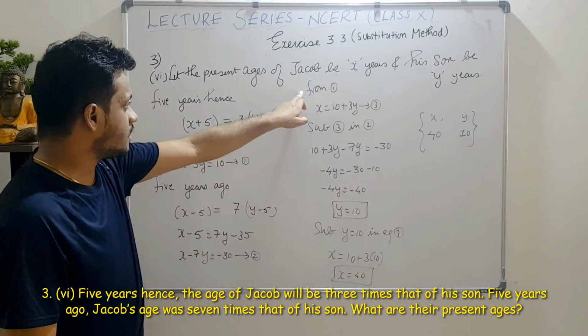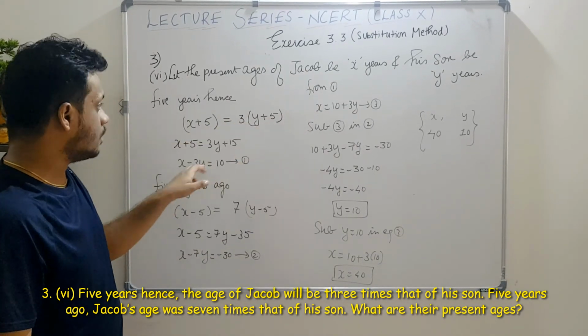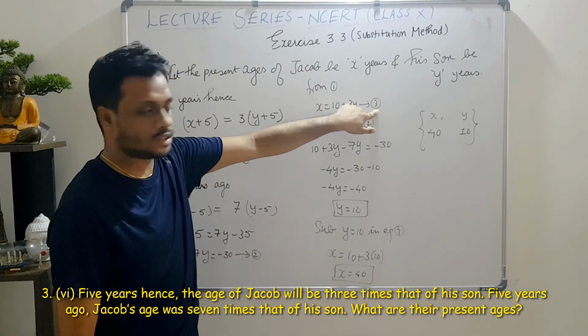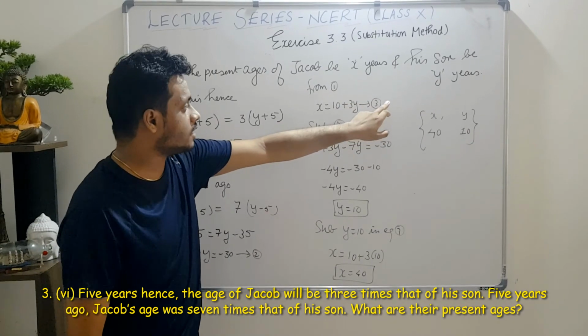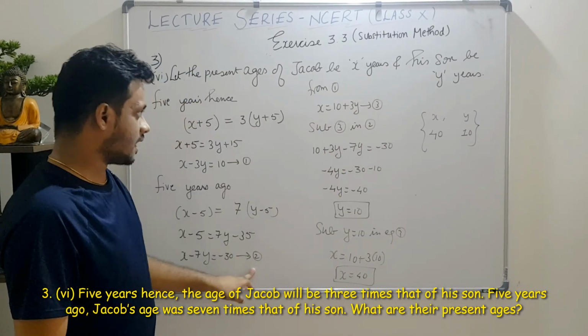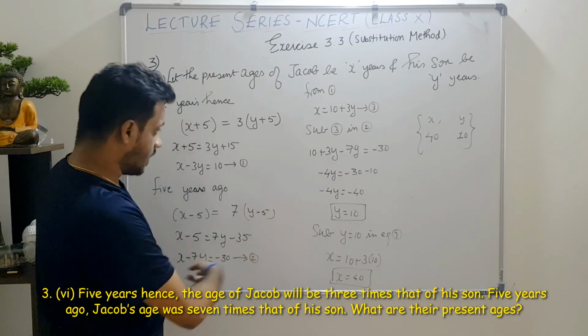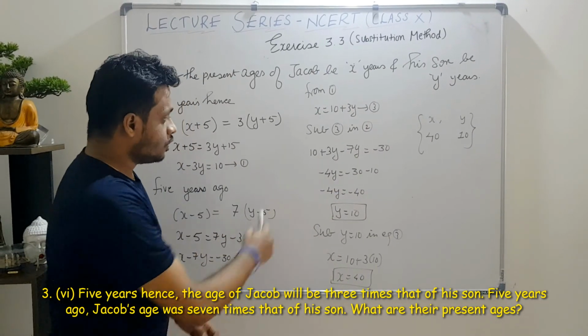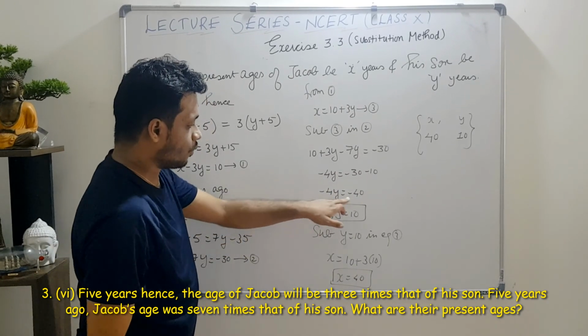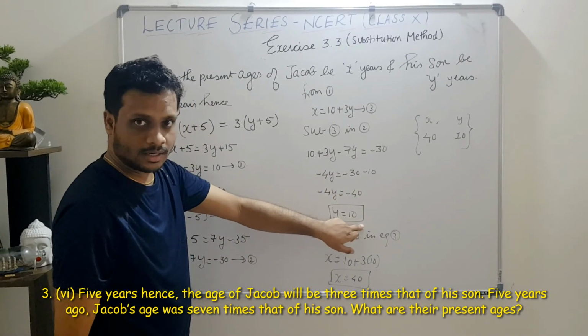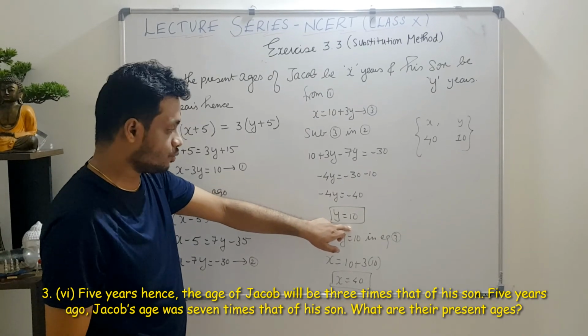So now I have taken the first equation and I have taken x from it. So x would be 10 plus 3y. So this gives my third equation. Now I substitute this third equation in the second equation. So when I do that, in place of x I put 10 plus 3y. Then I have this minus 7y equal to minus 30. So when I simplify this, I get minus 4y equal to minus 40. y would be 10. So I have obtained the age of his son to be 10 years.